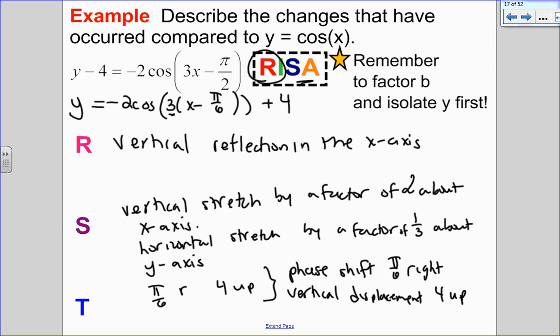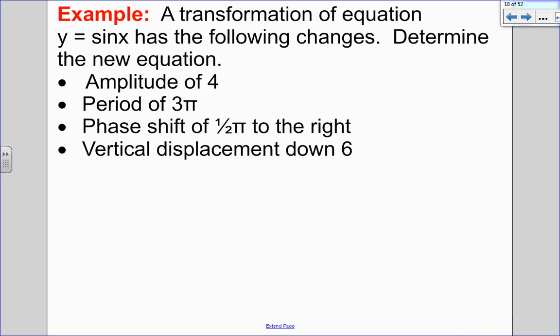Let's try another one. So transformation, this time we're going to describe the transformation and have to find the equation. So transformation of sine x has made the following changes. So I have an amplitude of 4. I know that's my A value. A period of 3. So I can use my period to figure out my B value. So remember, B value is 2 pi is always on top. 2 pi divided by the period, which the pi's cancel, is just 2/3.